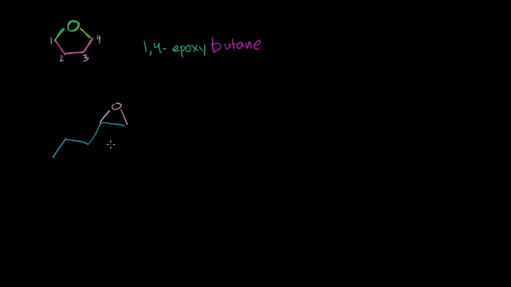Well, same exact process. We start numbering. We actually start numbering the chain closer to where the oxygen is bonded. So we start numbering at this end over here. 1, 2, 3, 4, 5. So this is pentane. And then the oxygen is bonded to the 1 and the 2 carbons. So we call this 1,2-epoxypentane. Now, in the last video, I told you that in general, ethers are fairly non-reactive.